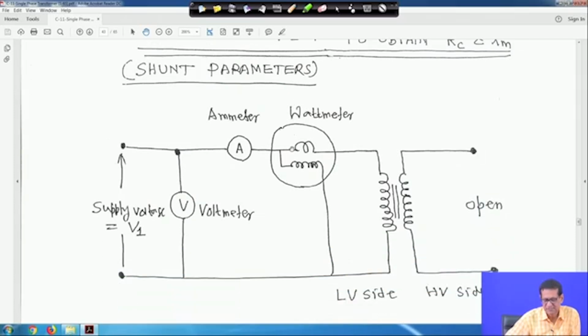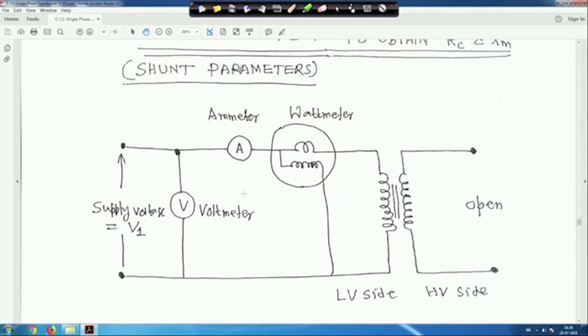Now, for the open circuit test you have to connect one ammeter and one wattmeter, and the secondary side, the high voltage side, remains open. In the laboratory, this open circuit test or short circuit test can be performed on either side. But in the laboratory we generally perform the open circuit test on the LV side and not on the high voltage side. But either side can be done.